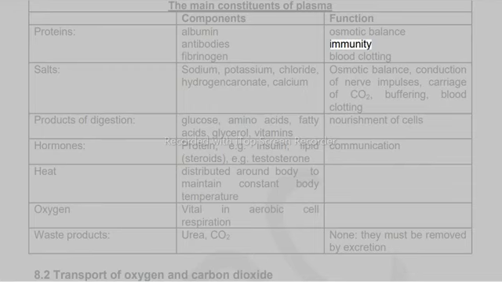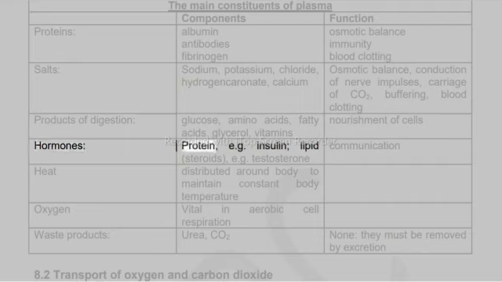The main constituents of plasma, components and functions. Proteins: albumin, antibodies, fibrinogen; osmotic balance, immunity, blood clotting. Salts: sodium, potassium, chloride, hydrogen carbonate, calcium; osmotic balance, conduction of nerve impulses, carriage of CO2, buffering, blood clotting. Products of digestion: glucose, amino acids, fatty acids, glycerol, vitamins; nourishment of cells.